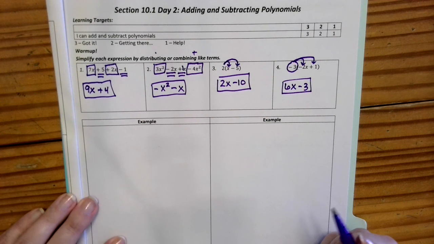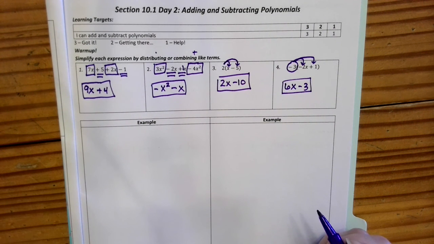And there we go. All right, so in order to add and subtract polynomials, this is what you have to be able to do. Literally, that's it. You have to be able to distribute and combine like terms.